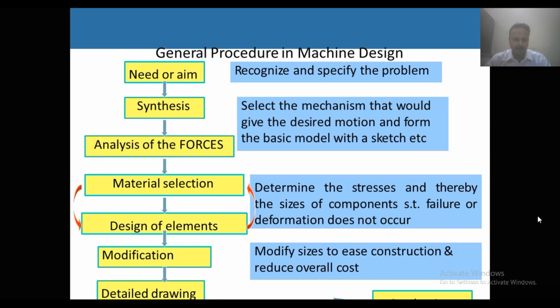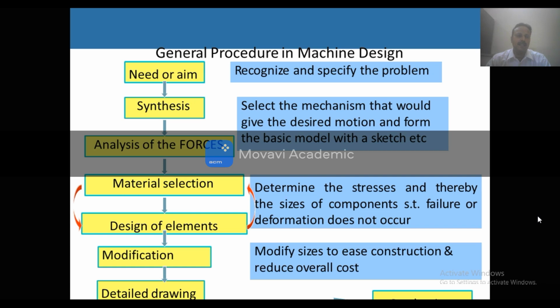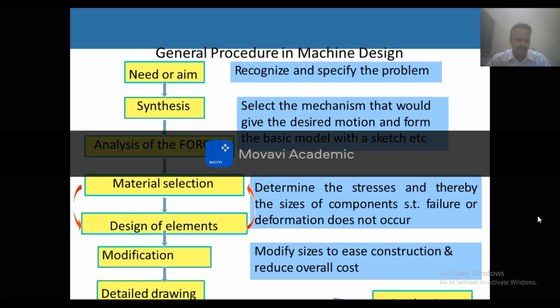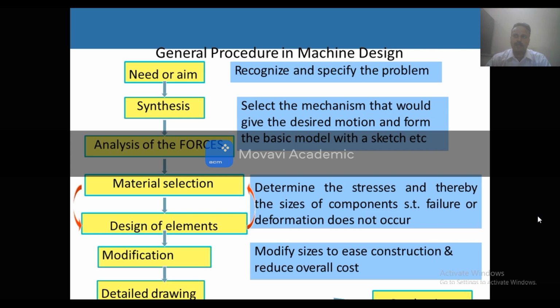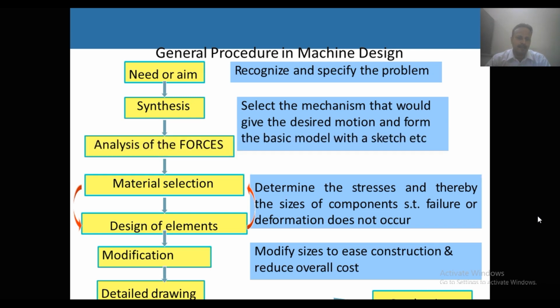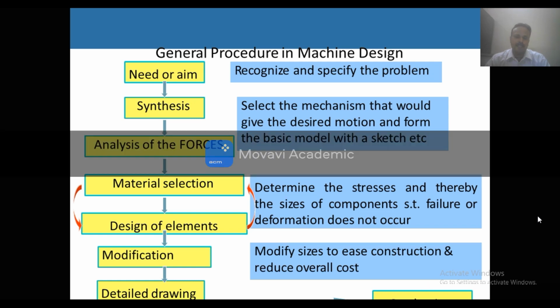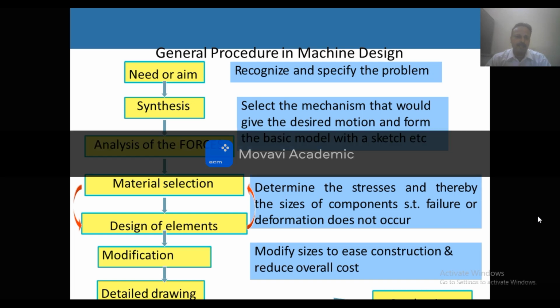Next comes design of elements. In design of elements, we see what are the various characteristics, what are the governing mechanical relationships, the governing related physical relationships, and the governing statistical relationships that will be a part of deciding the dimensions or the direction of the product in which it is to be designed.